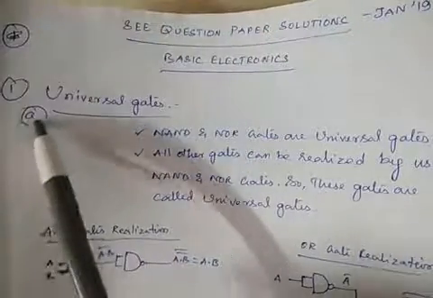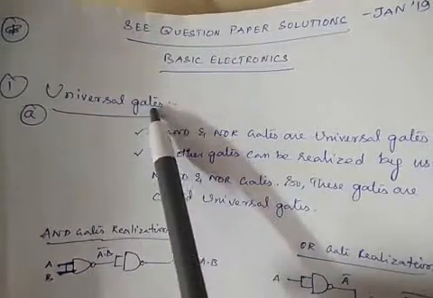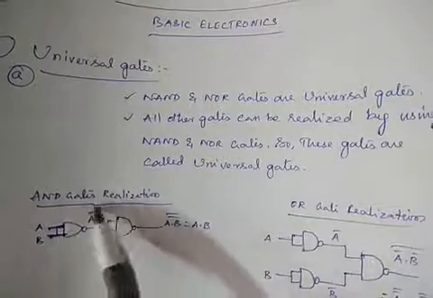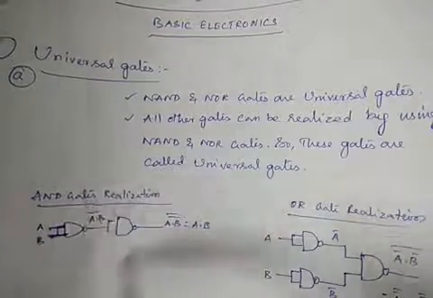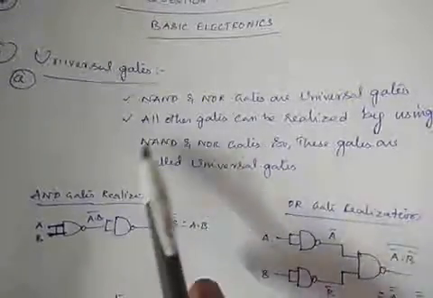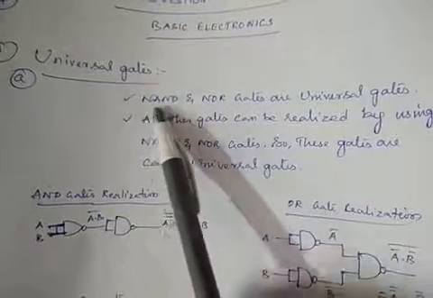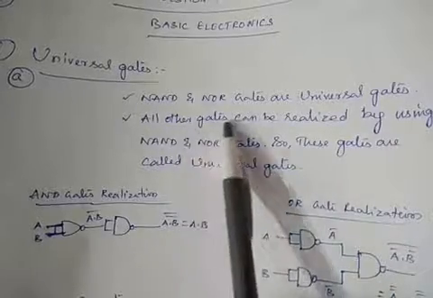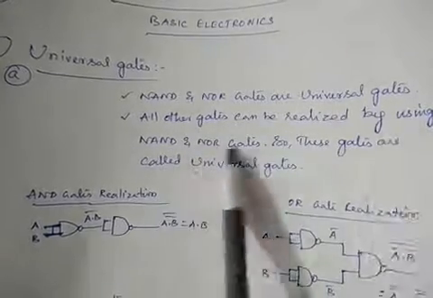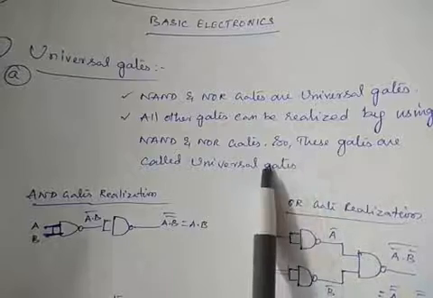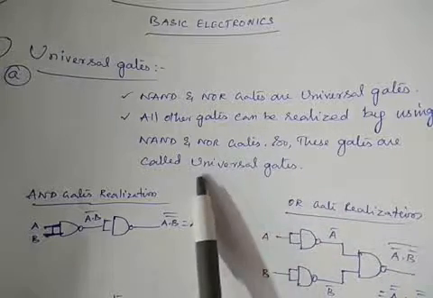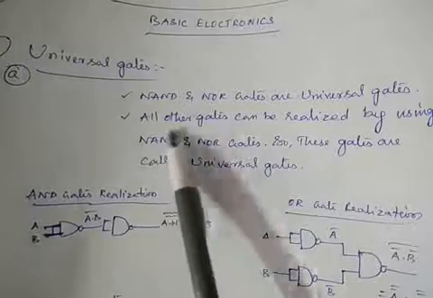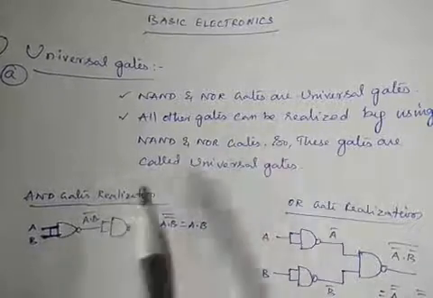So first question: what are called universal gates, and represent the other gates by using NAND and NOR. That is what is asked in the question. Which are universal gates? NAND and NOR are universal gates, and other gates can be realized by using NAND and NOR gates. So these gates are called universal gates. Why do we call these gates universal gates? Because by using NAND and NOR, all other gates can be realized.